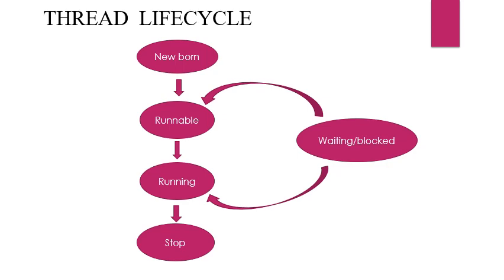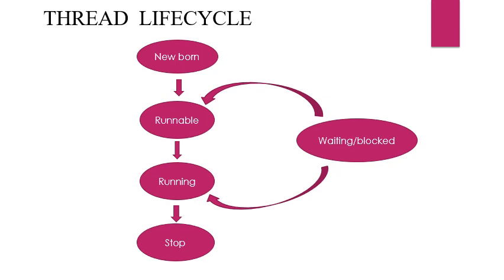Next, if the processor is available, then it is moved to the running state. The next state after the runnable state, as you can see on the screen, is the running state. The meaning is that the thread is allocated to the processor. Then this thread starts its execution. That state we call the running state. That means the thread is under execution in this running state.